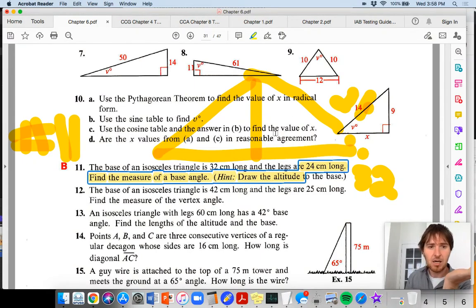What is it asking here? Find the measure of the base angle. So then you can use inverse cosine, this being 16 and that being 24. Anyways, sketch it out. You need to spend more time on this problem than I just spent on it, because you're the student trying to get this.